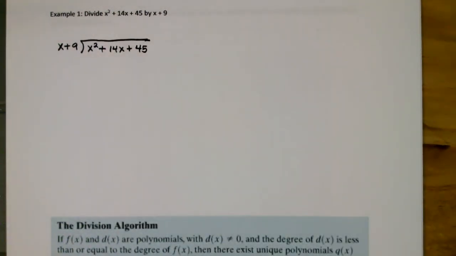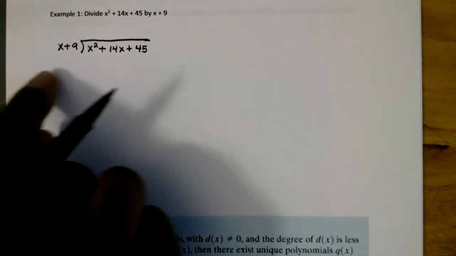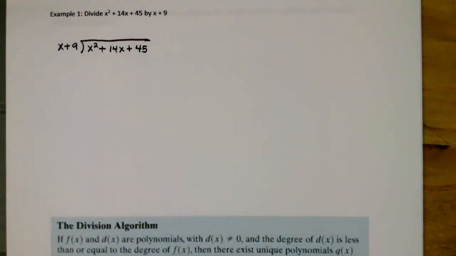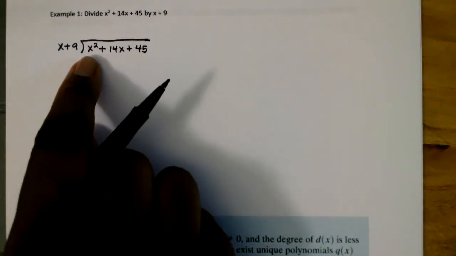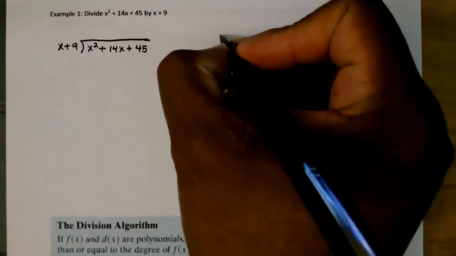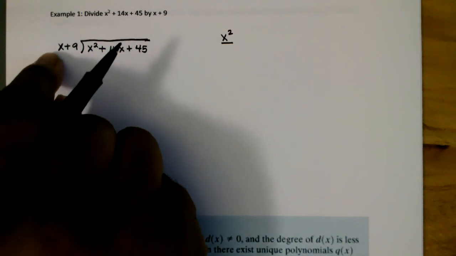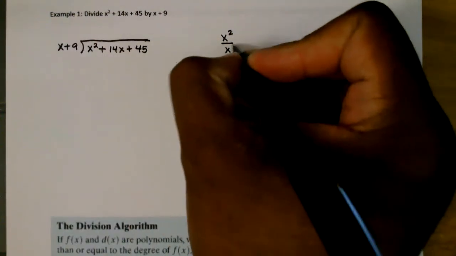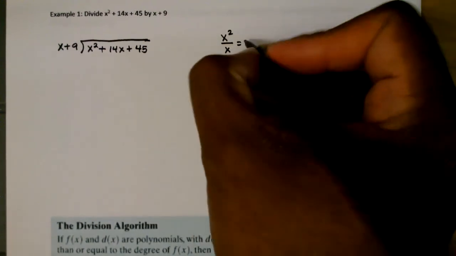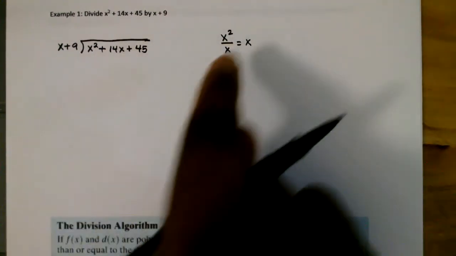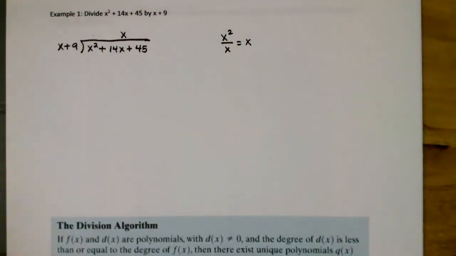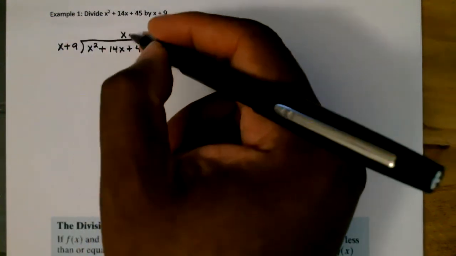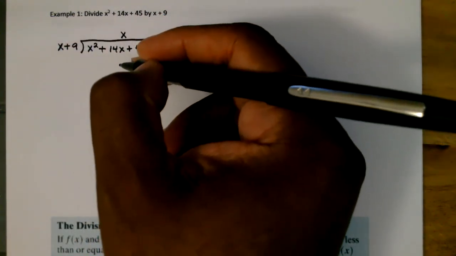All right, so notice that the terms on both the dividend and the divisor are in descending powers. So the next step will be to divide the first term of the dividend, which in this case is your x squared. I'm going to do this off to the side. That's going to be divided by the first term of the divisor, which is x. So x squared divided by x would simply be x. Now that x will be in the quotient. And notice I'm putting the x above the 14x. I'm lining up all my like terms here.